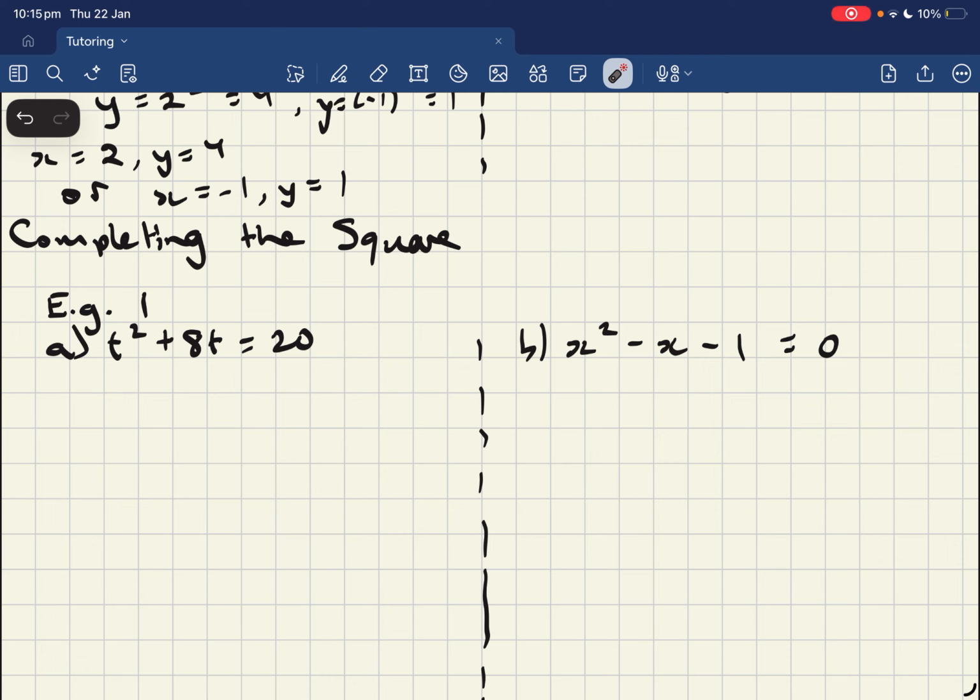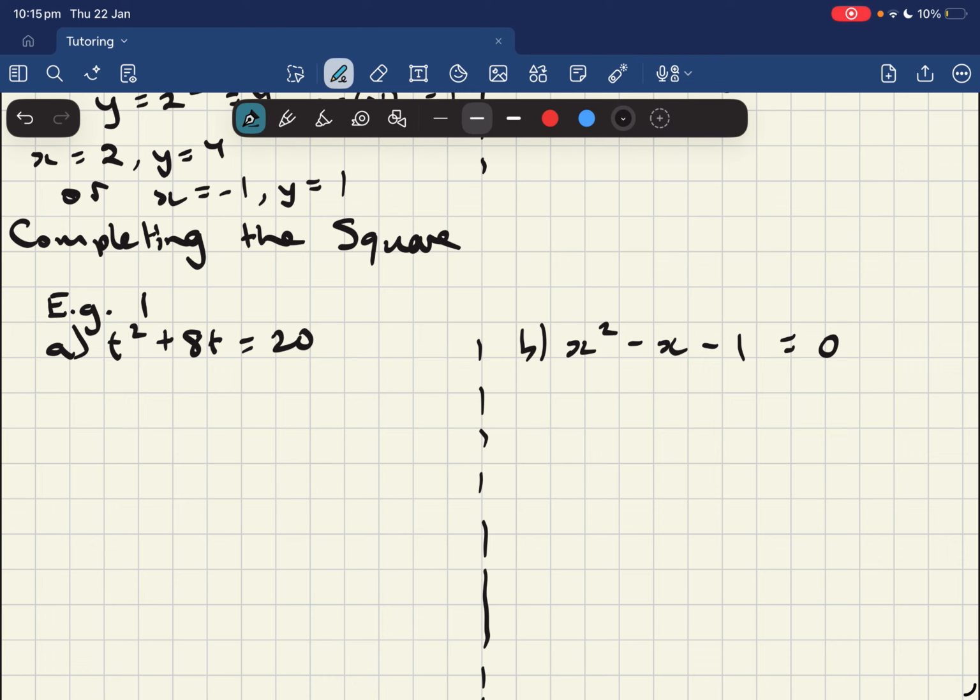So basically, what we're going to do here is I'm going to get t squared plus 8t plus (8/2) squared. And if I've added that to one side, I'm going to add that same thing to the other side. So what we do to one side of an equation, we have to do to the other as well.